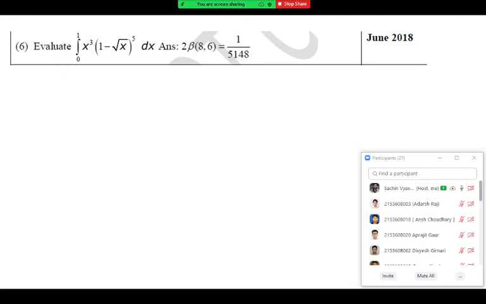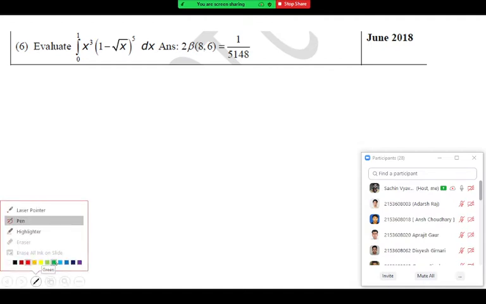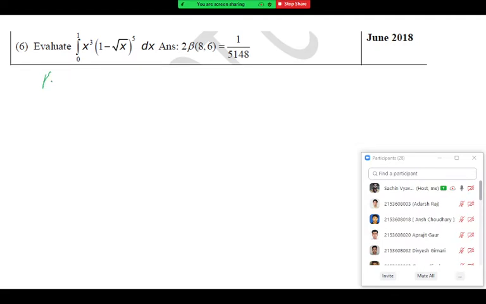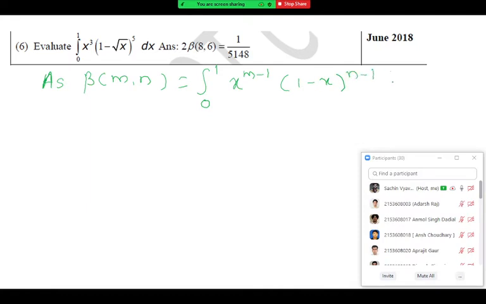So can anyone tell me what is the definition of beta first? The algebraic definition we have for the beta function. Sir, limit 0 to 1, correct, x to the power m minus 1 into (1 minus x) whole power n minus 1. Yes, correct, Adarsh. This is the definition for beta m, n.